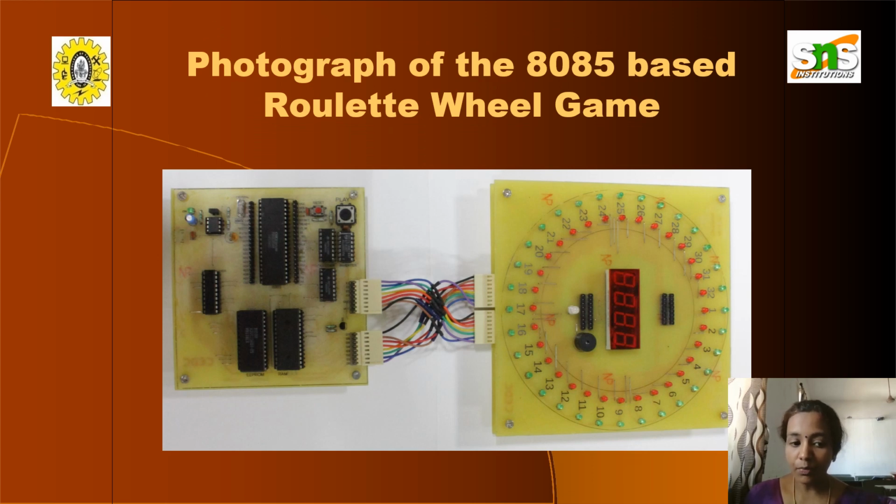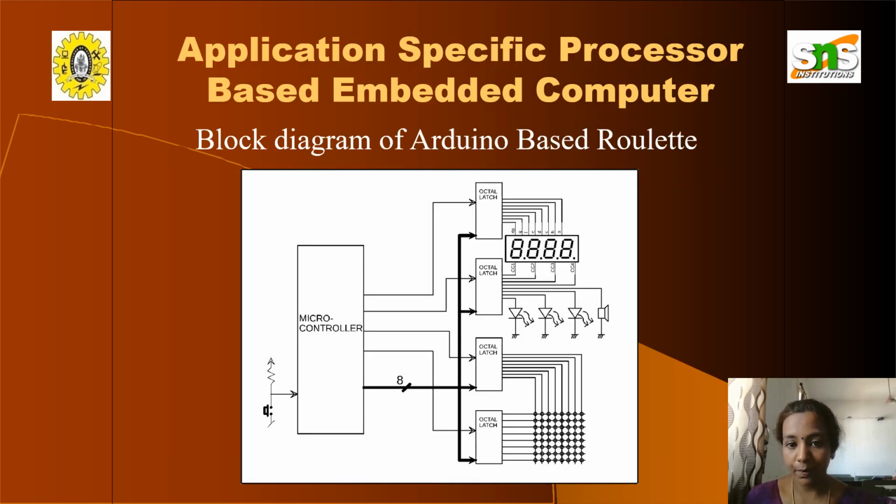So this is the photograph of the 8085 based roulette wheel game. Here we have all the setup, and the output will be displayed on the LCD. Here we have the 8085 microprocessor, the decoding circuit, multiplexer, the reset operation, the latches, and the connecting wires, which are given to the output. And LCDs are there for indicating the wheel levels.